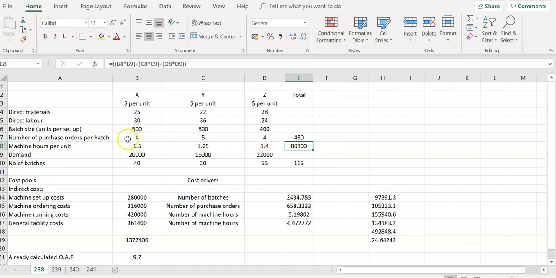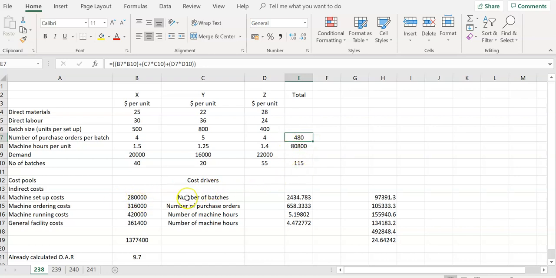In terms of orders, I'm told that it's 4 orders per batch, and you have 40 batches; 5 orders per batch, you have 20 batches; 4 orders per batch, you have 55 batches. So therefore, the total number of batches will be 4 times the 40 plus the 5 times the 20 and so on. This is where I'm trying to get to, my total, so I can find what this overhead is per driver.